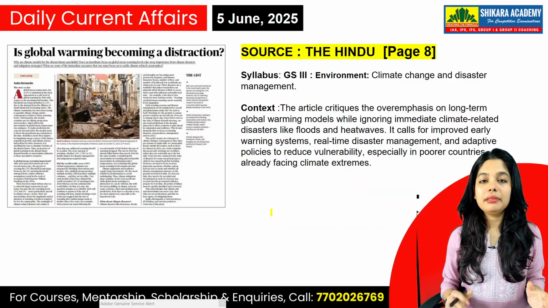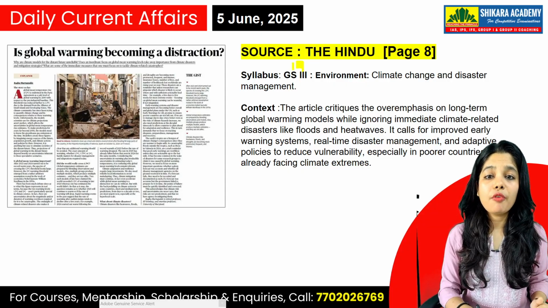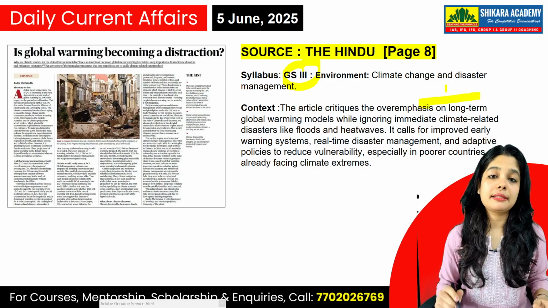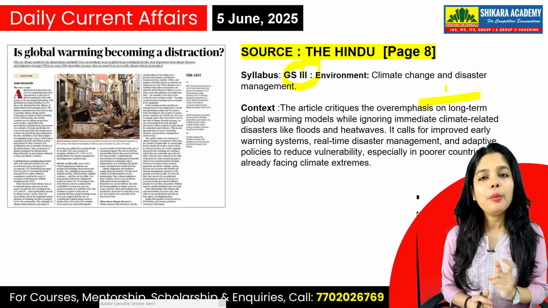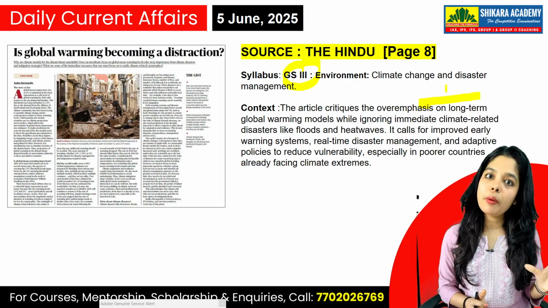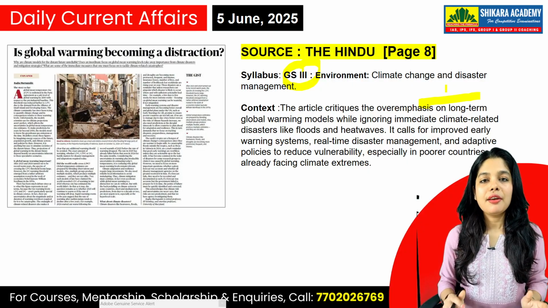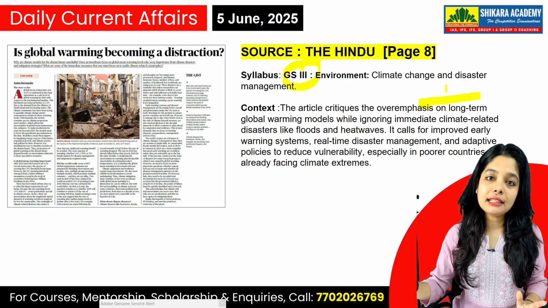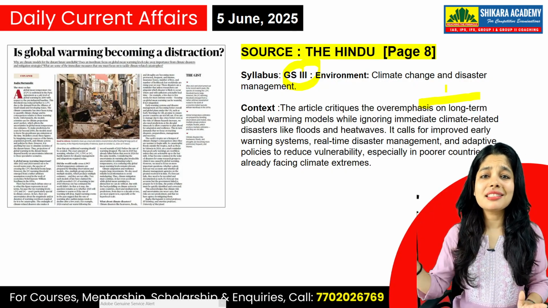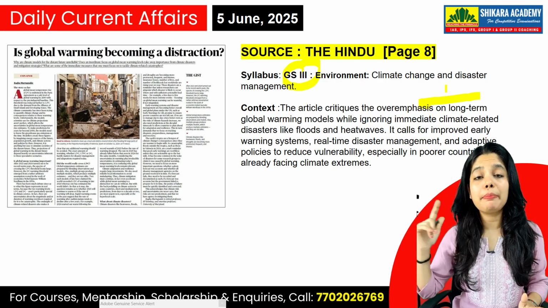Now the topic which we are talking about again is in GS paper 3, environment, climate change and disaster management. Is global warming becoming a distraction? Why is the author saying that global warming is becoming a distraction? See, the author wants to say that when we are talking about global warming, it seems like it is a distant thing. We are targeting something which is going to happen in the future.